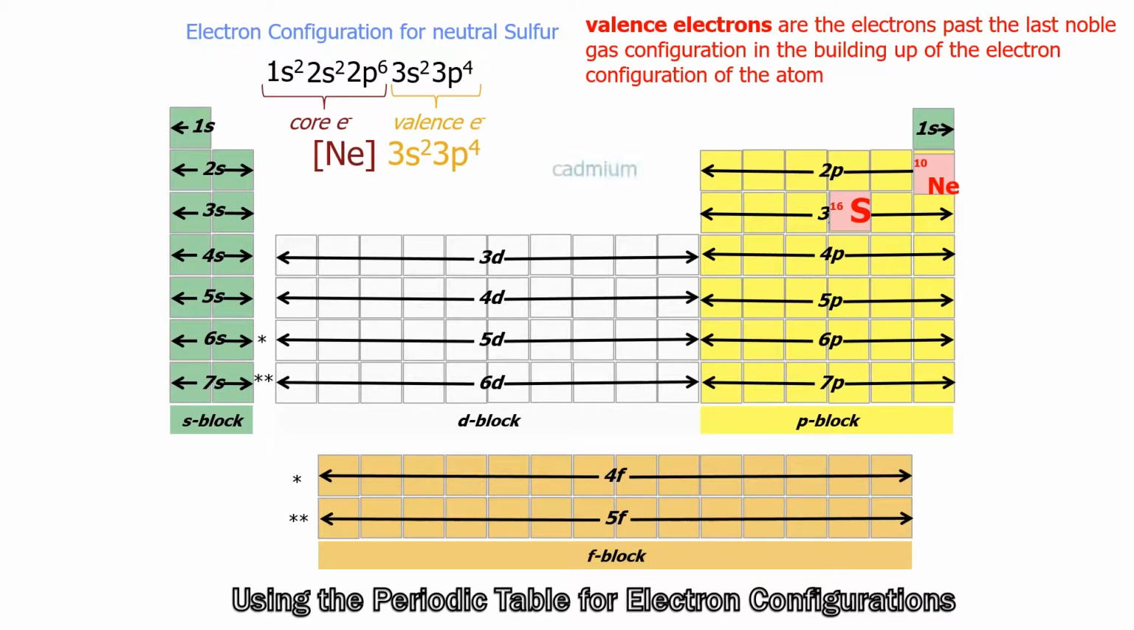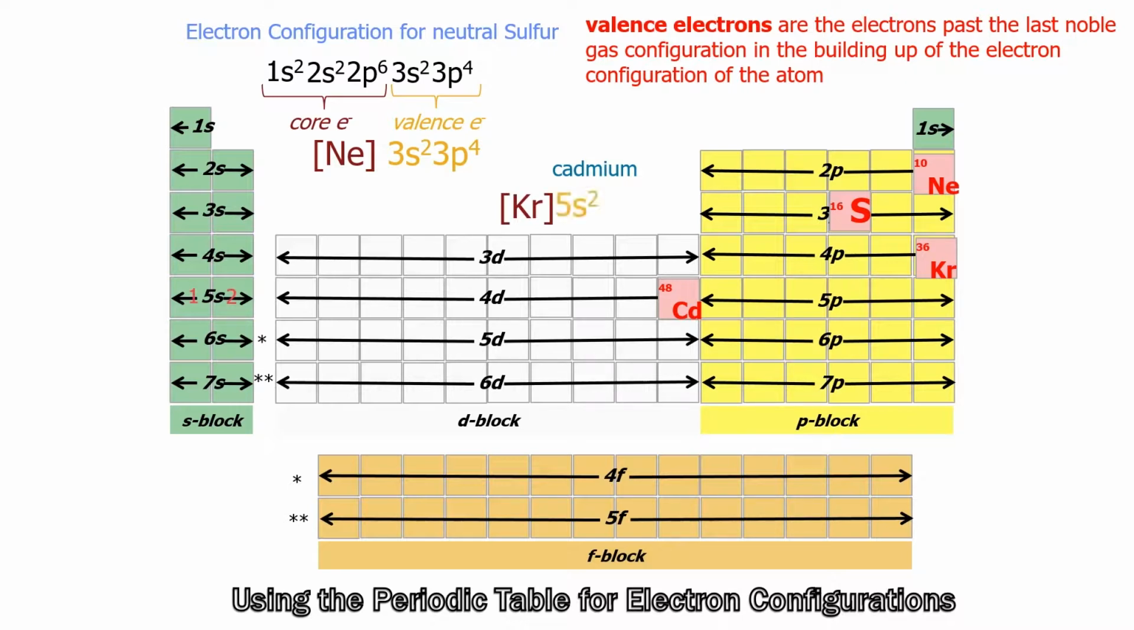Let's do another element, okay? Neutral cadmium has 48 electrons. Again, it would be rather tedious at this point to write the full electron configuration. So we simplify our work by writing down the nearest noble gas that has fewer electrons than our cadmium atom, which in this case is krypton, Kr.